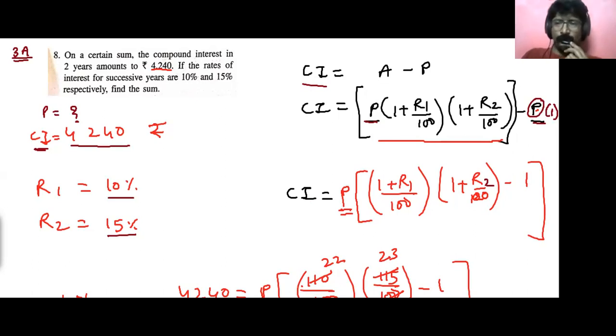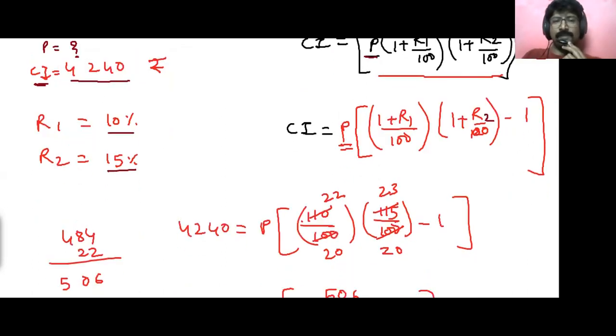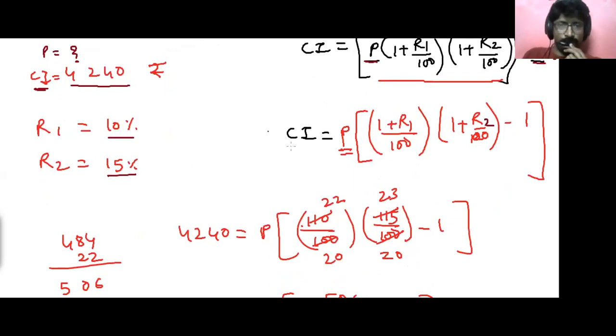Okay, now I hope you know this factorization very well. Now it's time to plug in the values. So we know CI, which is given as 4240. Plug it over here. But we're supposed to calculate this principal. Now, what is R1? 10. So it will become 1 plus 10 upon 100, which becomes 110 upon 100, which I wrote over here. And 1 plus 15 upon 100 will become 115 upon 100. I hope you know this calculation, isn't it?